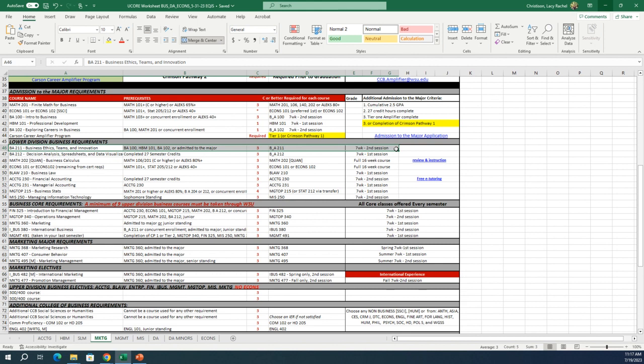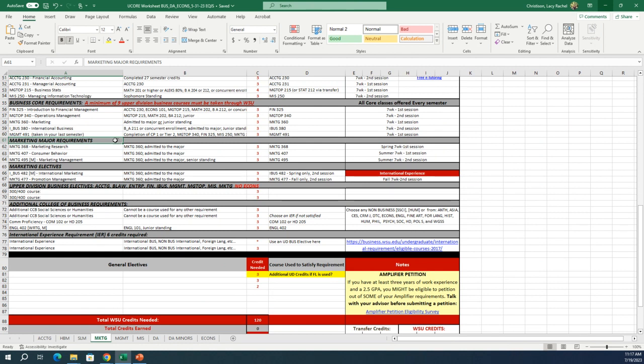For example, if we take a look at BA 211, which is Business Ethics, Teams, and Innovation, that is a required course as part of the lower division business requirements. It's a 7-week class because it is a business course. Remember, business administration, or BA, is a business department, so that is going to be a 7-week class at the WSU Global Campus. It's second session, which is information that you can find here. And as a lower division business requirement, that's going to be offered every single term. So whether you take it in fall, spring, or summer, depending upon your eligibility and your other courses that term, it's always going to be second session.